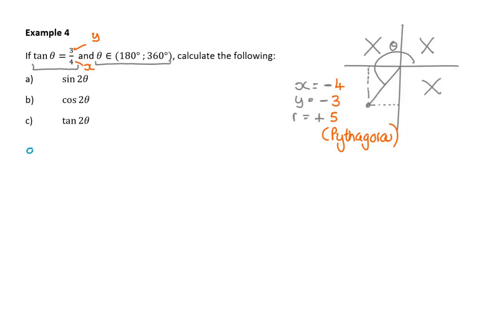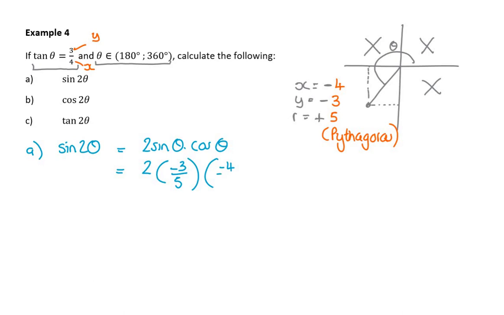Our first question says, what is sine of 2 theta? Well, there's an identity for that. It's 2 sine theta times cos theta, because I don't know anything about 2 theta, but I know everything about theta. So sine of theta would be y over r, and cos of theta would be x over r. So this becomes over 25. That's actually positive, and I think it's 24 over 25.